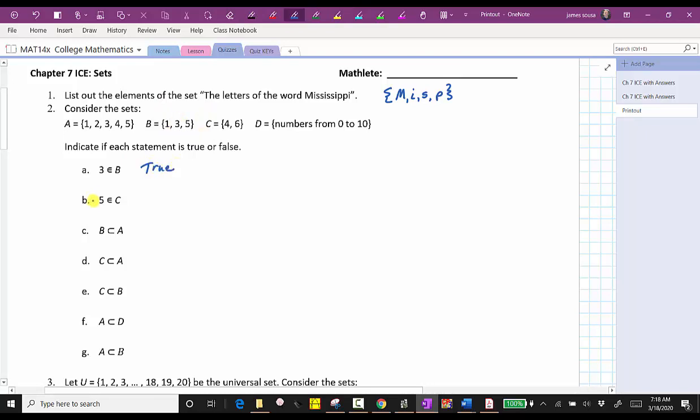Next, 5 is an element of C. If this is true, 5 is in set C. If it is false, 5 is not in set C. Well, set C only contains the elements of 4 and 6, and therefore B is false.